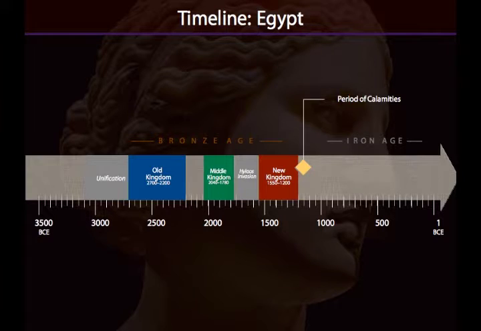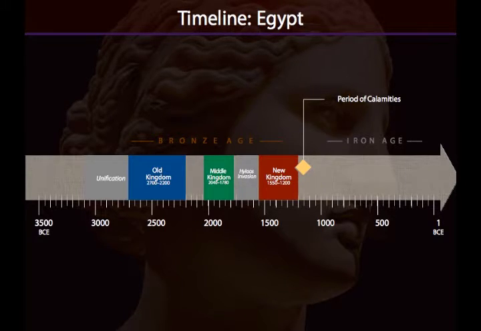The entire Bronze Age economy collapses around 1100. The Egyptians call this the period of calamities. And so the collapse of the economy, combined with a massive influx of hostile refugees and a number of other factors, bring down the Egyptian kingdom along with all of the other great Bronze Age powers. The Bronze Age collapses completely all through the Eastern Mediterranean.